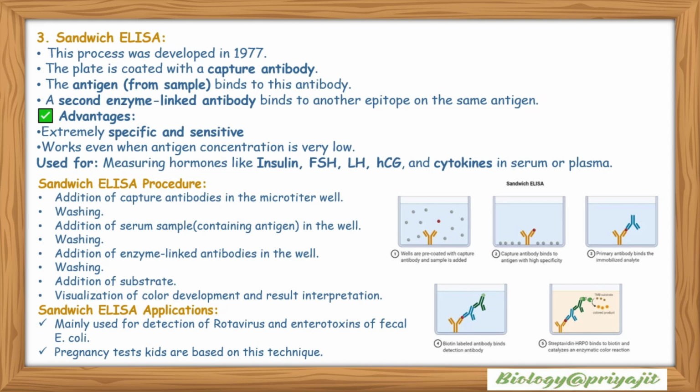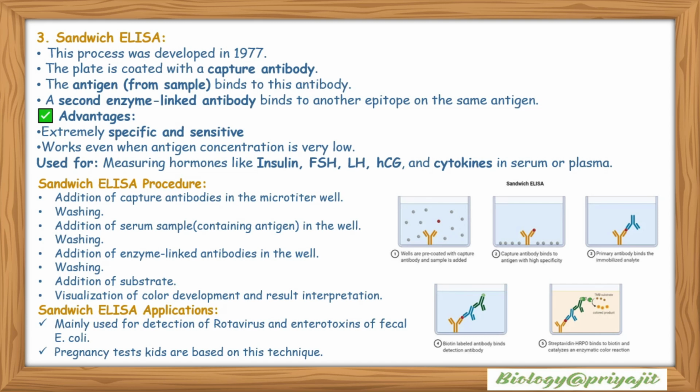This process was developed in 1977. In this process, two different antibodies are required: capture antibodies for attachment of the sample antigen, and enzyme-linked secondary antibodies. The antigen of interest first binds with the capture antibodies and then secondary antibodies bind with the epitope of the antigen, forming a sandwich-like structure with the antigen in between the antibodies.